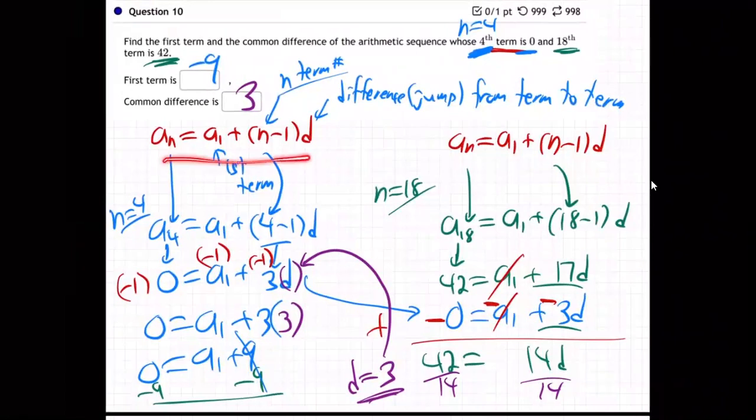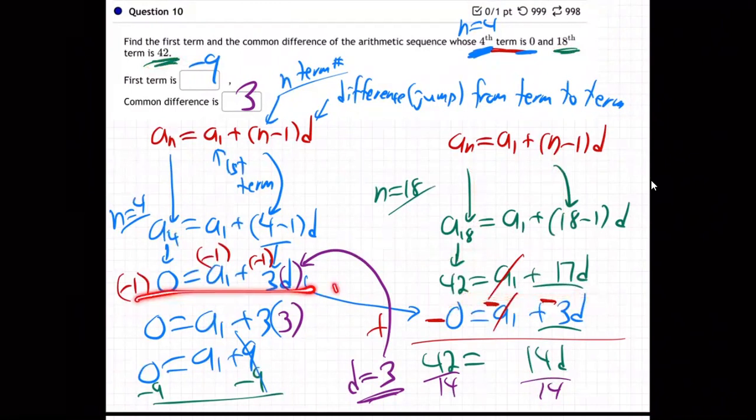So I basically took the basic formula for arithmetic sequences, a_n is a1 plus (n minus 1)d, plugged in the first information: fourth term is 0, plugged in 4 for n, and the fourth term, a sub 4, is 0. Got this equation, then did the same thing for 18, plugged in 18 for n, and the 18th term is 42, they said. Got this equation.